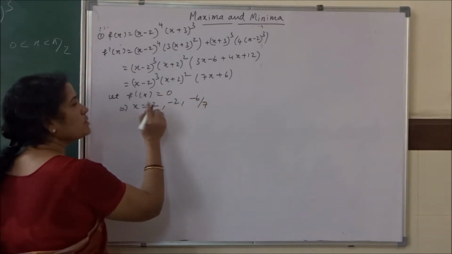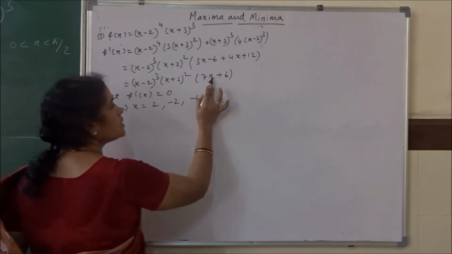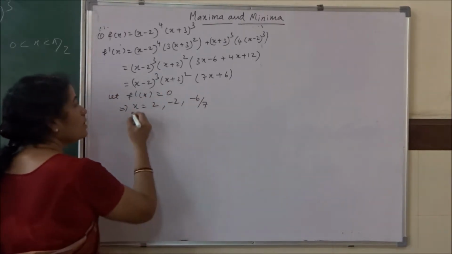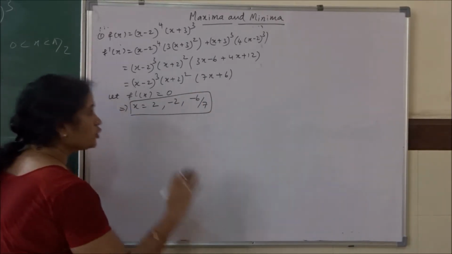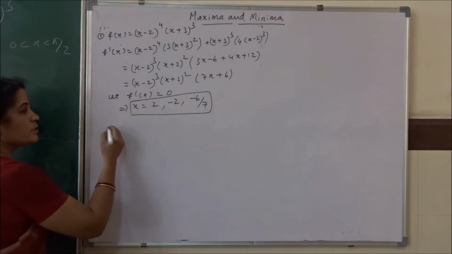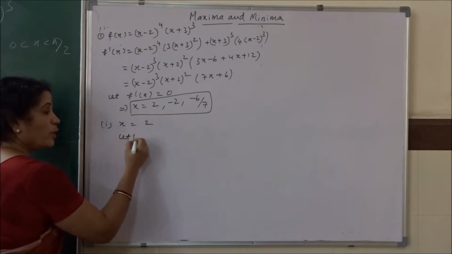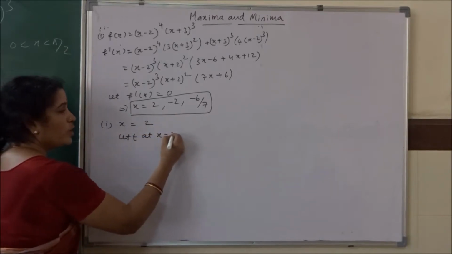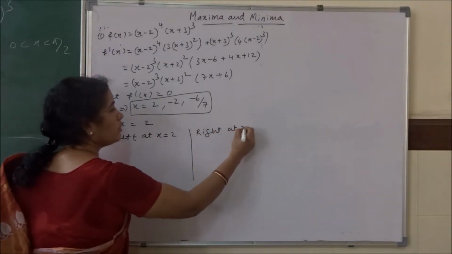f dash of x equals 0 means x minus 2 equals 0, x equals 2; x plus 3 equals 0, x equals minus 3; and 7x plus 6 equals 0, x equals minus 6 by 7. So how many values do we have here? Three values. Each value you have to check at left and at right. Now I am going for testing. The first value I am taking is x equals 2: left of x equals 2 and right of x equals 2.